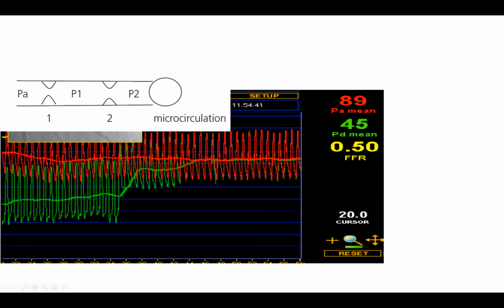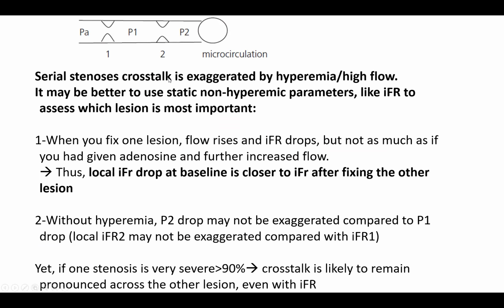Now, because this phenomenon is very much exaggerated by hyperemia and by a hyperemic parameter, it may be better to use a static, non-hyperemic parameter like iFR, and I will explain why. iFR is not as dependent on a dramatic rise of flow, unlike FFR, and therefore iFR may not have as much crosstalk between lesions. So serial stenosis crosstalk is exaggerated by hyperemia, high flow.